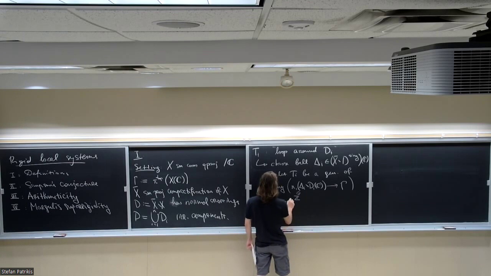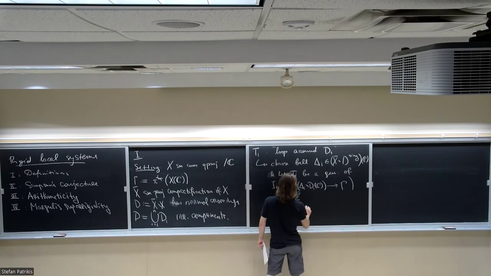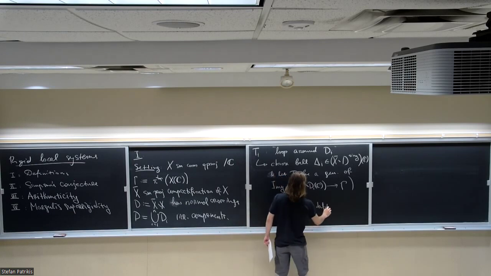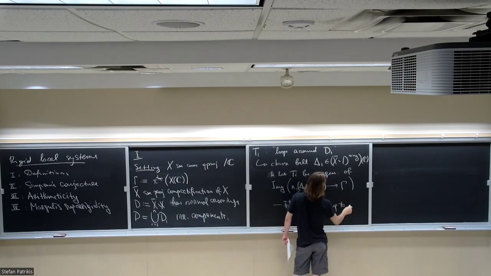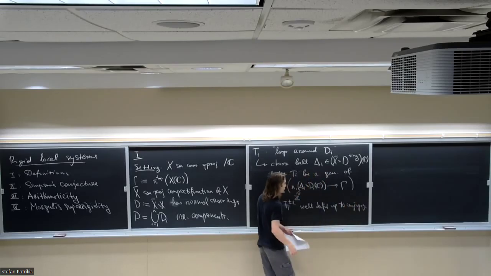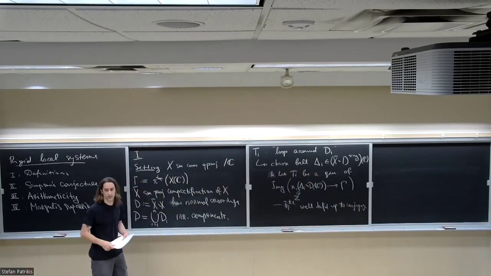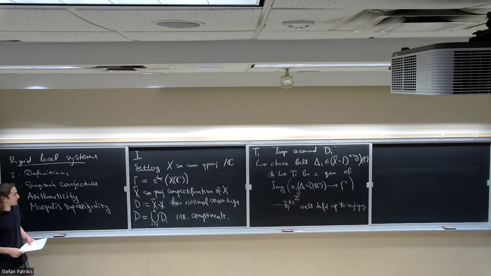And of course, there are a lot of choices, but maybe the upshot here is that T_i or T_i inverse is well defined up to conjugacy, which is all we'll need in this setting. So that's the setup that will be enforced throughout the talk, more or less. And it's in this setting in which we can define rigid local systems.